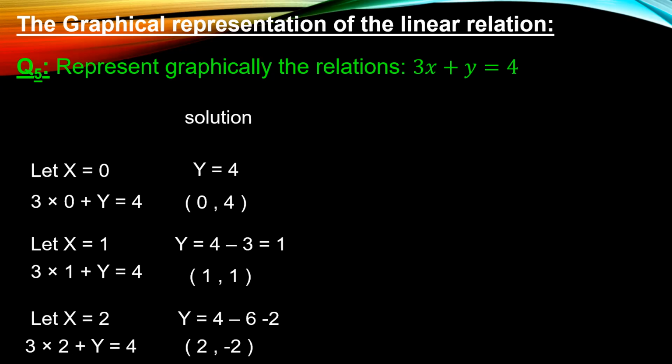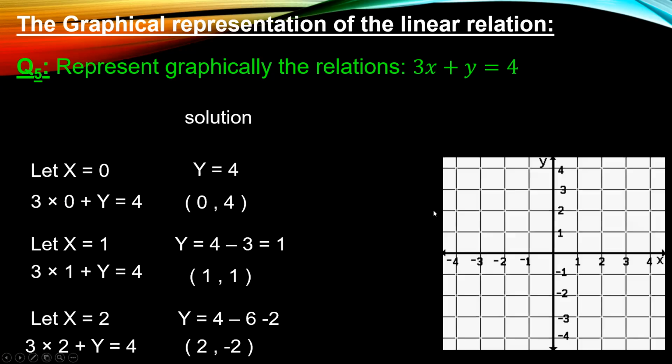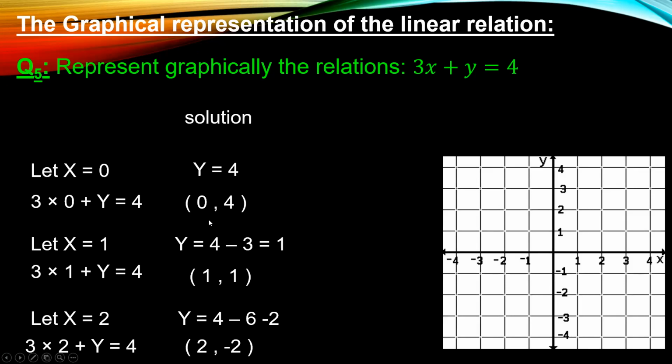You can put any number for x you want to get any ordered pair. Let's represent it. The first ordered pair is 0 and 4. We know that 0 in the first projection means x and 4 in the second projection means y. So here I will go to the point 0 on the x-axis and up to the number 4 on the y-axis. This is the point.